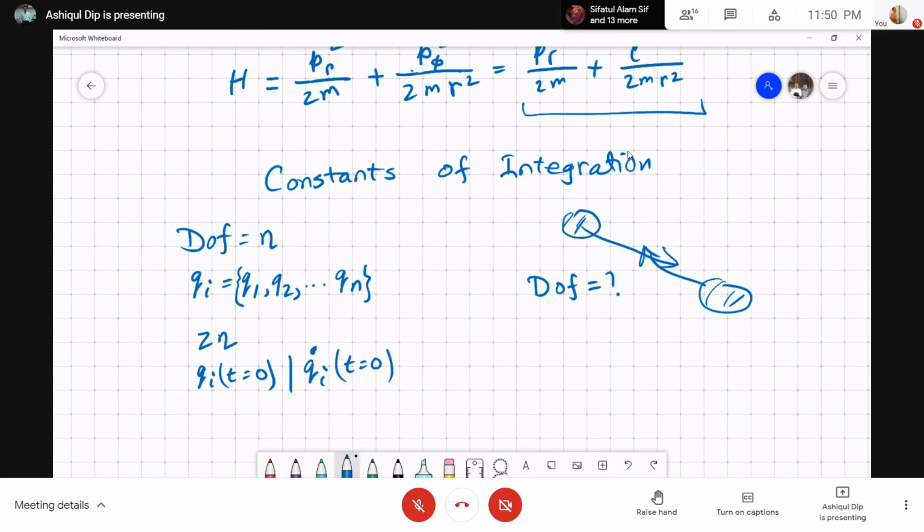One degree of freedom? The separation between them, or well, we are observing them from a different reference frame. No. Tell me in general, how many degrees of freedom do they have? 6. It's 6 degrees of freedom. Why 6?